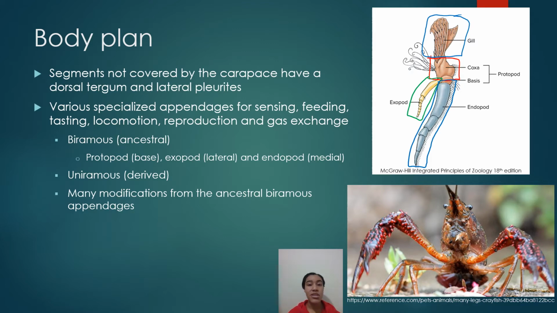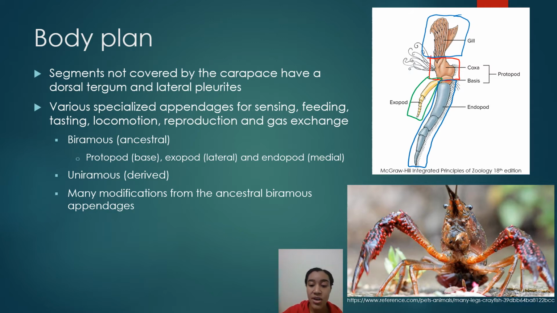And there have been many, many modifications in the appendages of crustaceans. If you could name it, there's an appendage for it. There's appendages for swimming, for sensing, for feeding, for reproduction, for gas exchange. There's an appendage for pretty much everything. And you can see different modifications in the appendages to better suit whatever task they have. Your book has a lot of images of these different appendages, but you can even see them down here in this example of a crayfish.